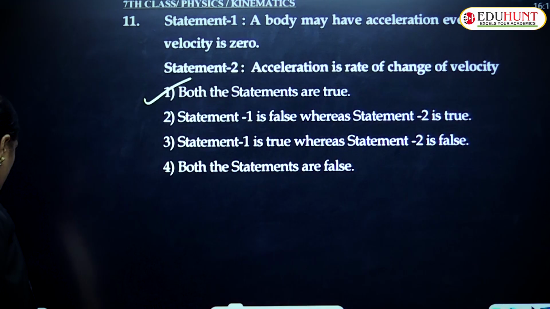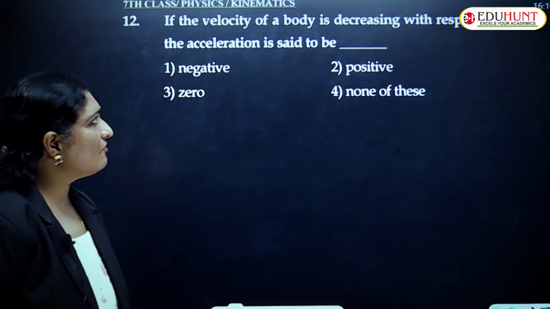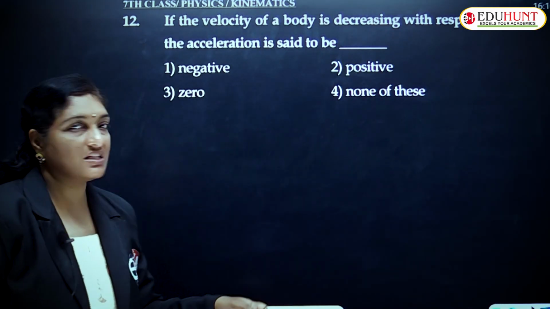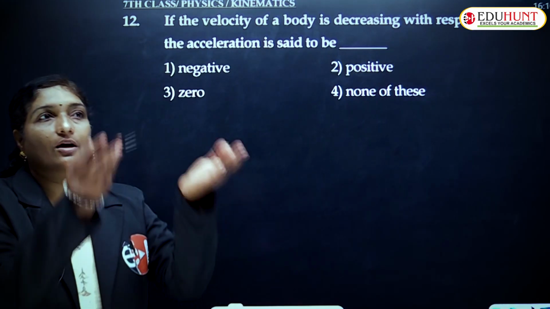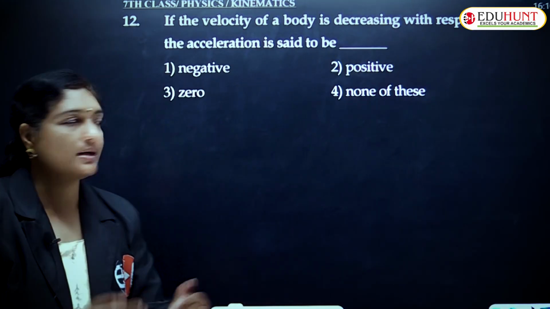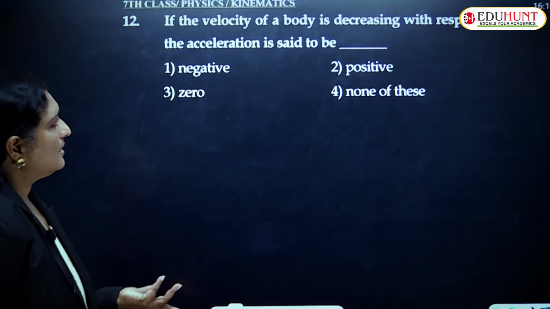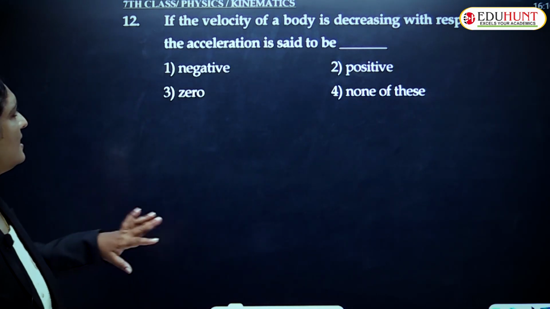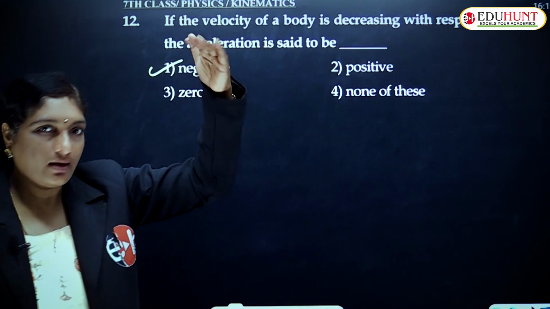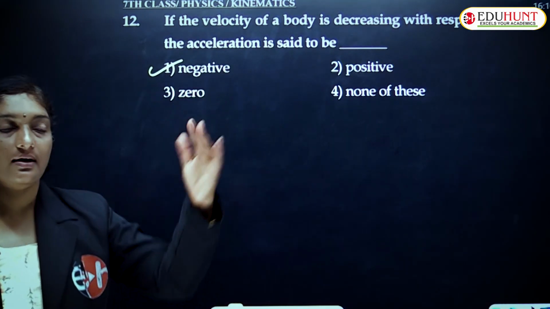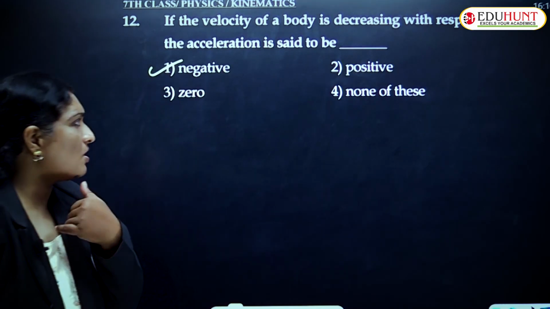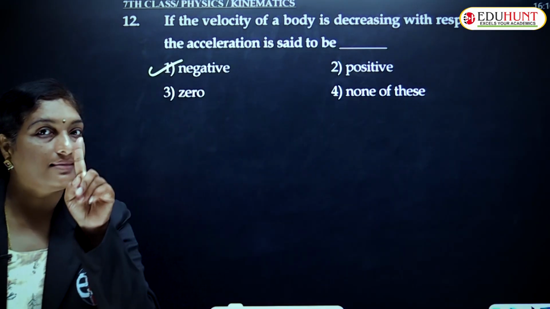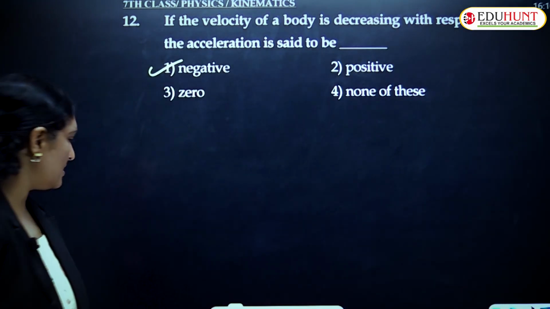Moving ahead, the next question. If the velocity of a body is decreasing with respect to time, that means retardation. Increasing velocity means acceleration, decreasing velocity means retardation. Increasing velocity means positive, decreasing velocity means negative. So the acceleration, no doubt, is negative. Decreasing, retardation, deceleration, negative acceleration, all mean the same. Hence, if the velocity of a body is decreasing with respect to time, then the acceleration is always negative. Okay, children? So, next.